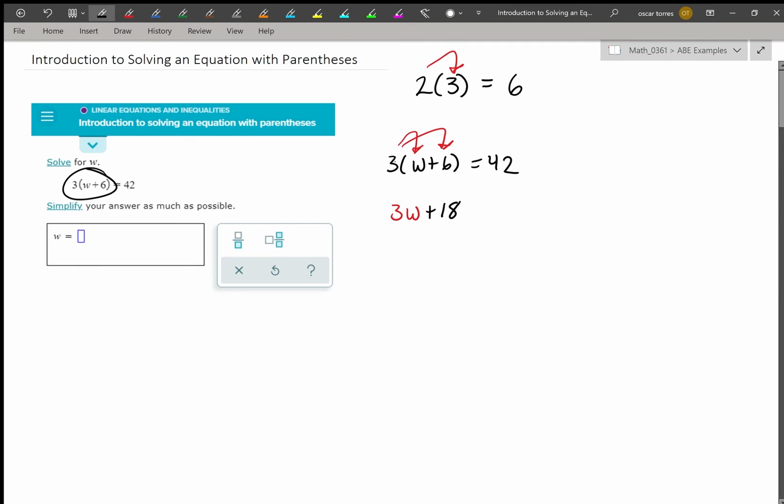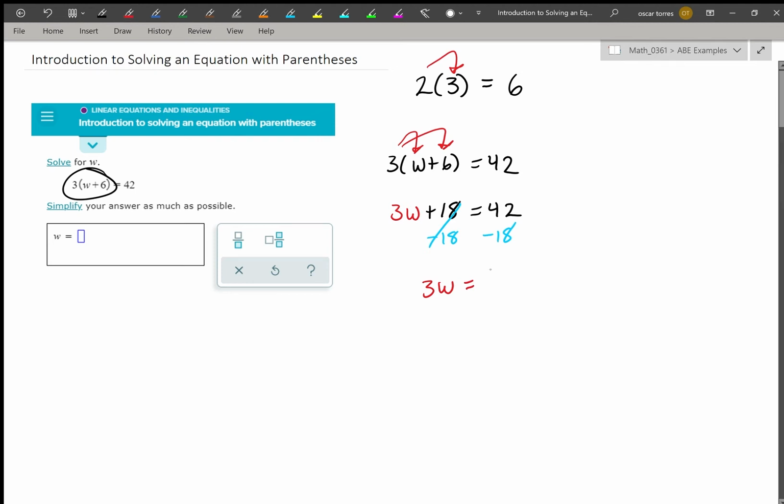So at this point, we're done applying the distributive property. We distributed this 3 into each term inside of the parentheses, or we multiplied it by each term inside the parentheses. So we have 3w plus 18. This is still equal to 42. So now we have a two-step equation that you should be used to working out. So 3w plus 18, we can subtract 18 first from both sides. And that would leave us with 3w equals 42 minus 18.